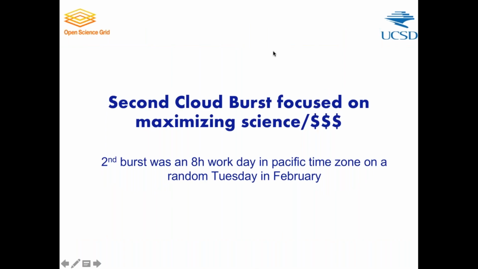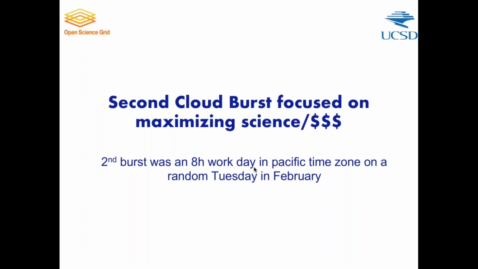The second cloud burst focused on maximizing science per dollar. Here we effectively backed off on scale in order to do three things. We wanted to understand how much can we buy of the most cost-effective GPUs, and do so not on a Saturday morning, but on a regular stinking old Tuesday during the day. So we basically burst as an 8-hour workday in Pacific time zone on a random Tuesday in February and wanted to measure what can we do and how much does it cost.